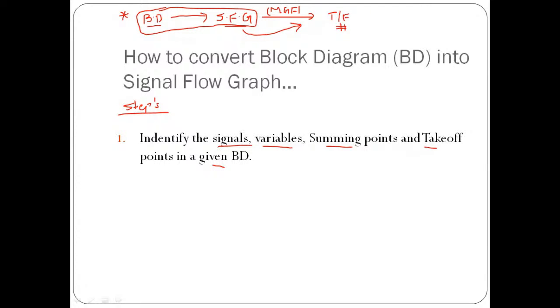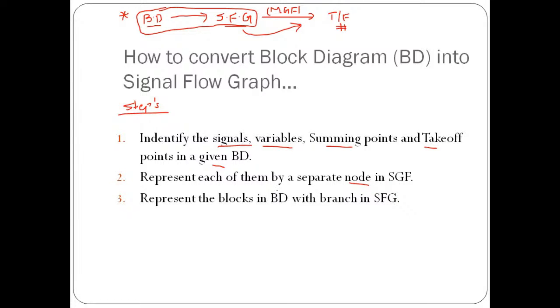So whenever we are having a block diagram and suppose we want to convert that into its equivalent signal flow graph, the first and the most important step is we need to identify each and every signal, each and every variable, summing point, takeoff point very carefully. What are the variables? What are the summing points? What are the takeoff points which are available in that block diagram? That we need to identify. Then second thing is that we need to represent each of them by a separate node. That is important. Separate node in signal flow graph.